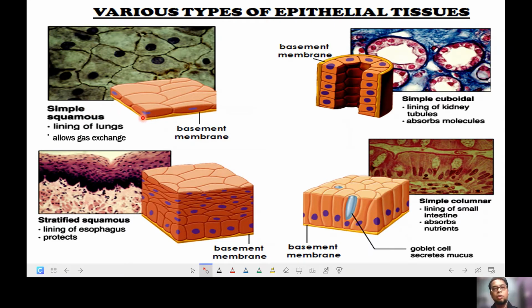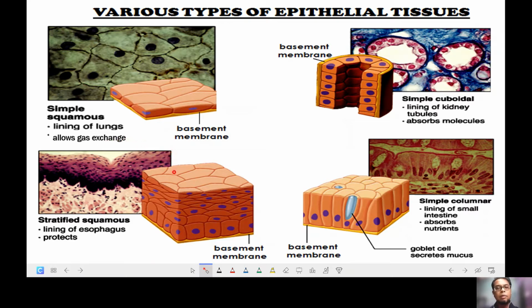And this type of tissue can be found lining the lungs, for example, at the walls of the alveolus. And since this tissue is very thin and there is only one layer of cells, this is very suitable to allow the process of gas exchange in the lungs area.